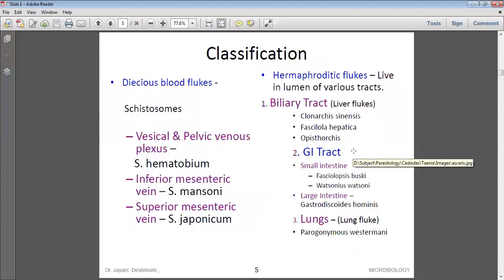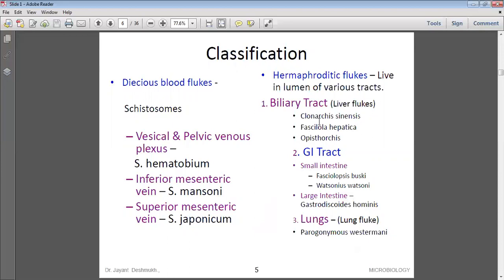Now, classifying only Schistosoma, how are they classified? Here the important ones are Schistosoma haematobium, Schistosoma mansoni, and Schistosoma japonicum. How they are classified depends on the habitat, where they are present. Those present in the vesical pelvic venous plexuses, the urinary bladder, are Schistosoma haematobium. And those in the mesenteric venous plexuses, the GIT blood supply, are Schistosoma mansoni and Schistosoma japonicum. In detail, we discuss Schistosoma haematobium first today.